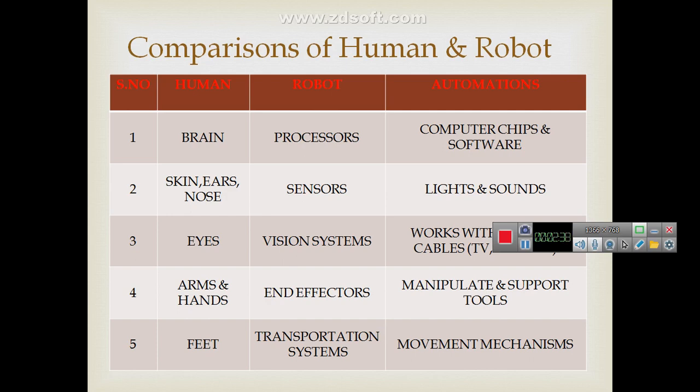Eyes are used by humans as the visioning system, and the robot also uses a vision system, with cables, TVs and cameras. Then arms and hands: the end effector manipulates and supports tools through the automation process. Finally the feet: humans move from one place to another, which is called the transportation system. The robot also uses some movement mechanisms through the automation process. Okay, so this is the main comparison of human and robot.